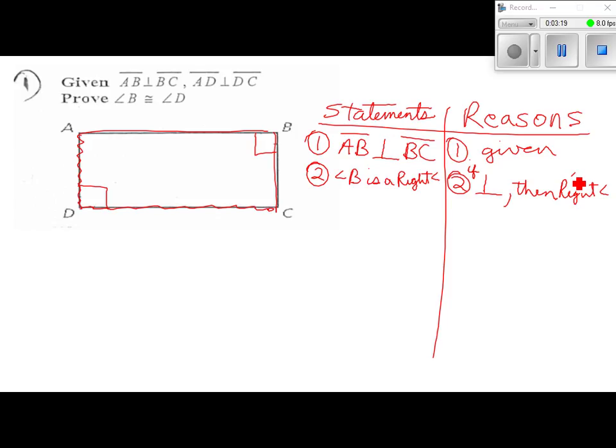You're saying, okay, I knew this in one. What can I say from that? Why can I say that? Because perpendicular lines tell us that we have right angles. Perpendicular is right there, right angle right there. The if part, the then part. What are we going to say next?